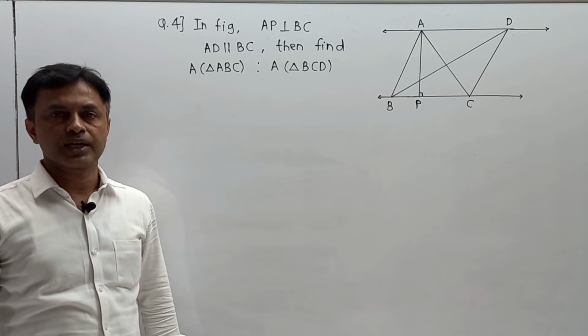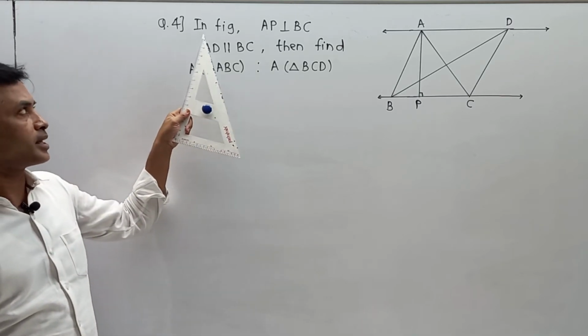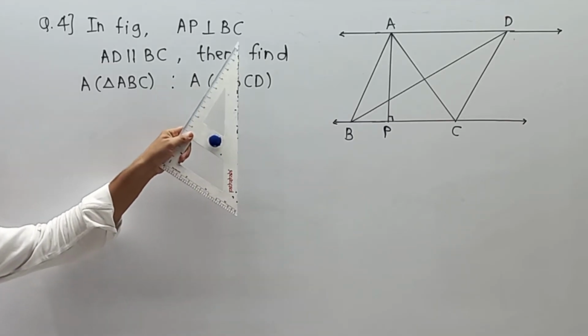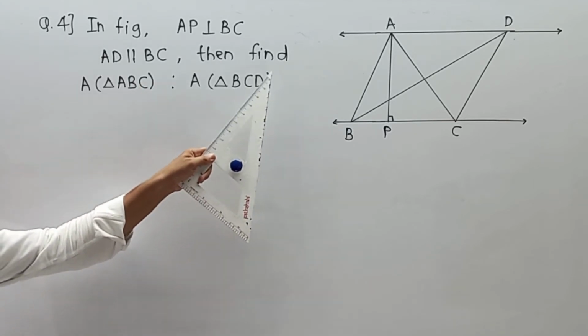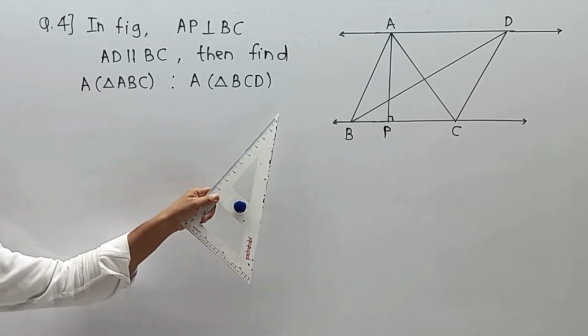Moving to the next question, that is question number 4. In a figure, AP is perpendicular to BC, AD is parallel to BC. Then find the ratio of area of triangle ABC to area of triangle BCD.